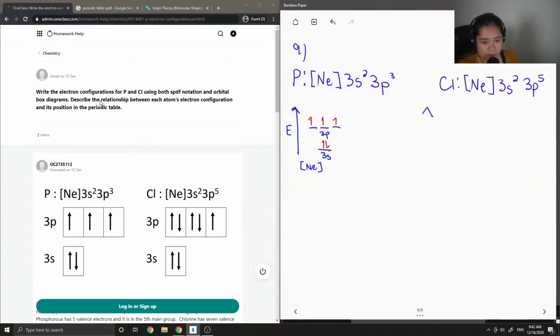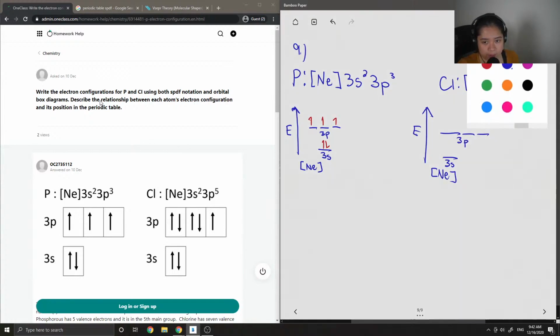And similarly for chlorine, 3s would be down here and 3p would be up there. So there are 2 in the s orbital, and now we have 5 electrons in 3p.